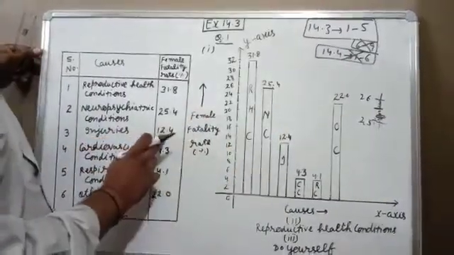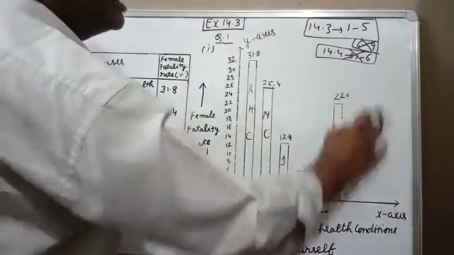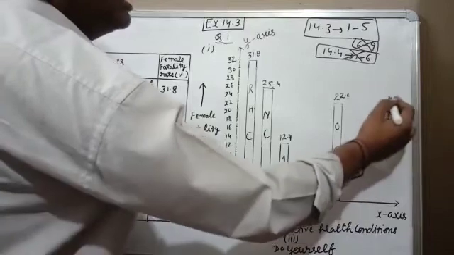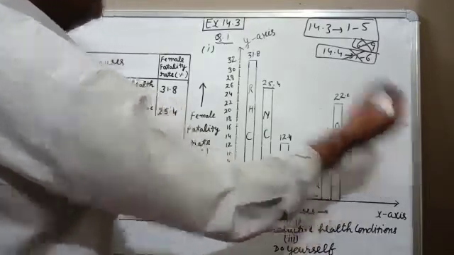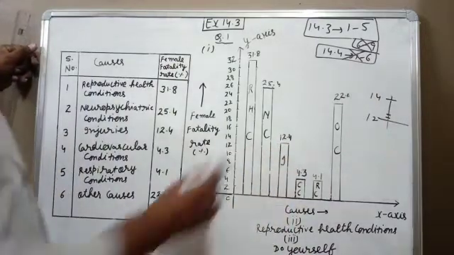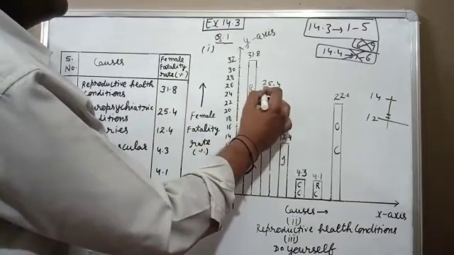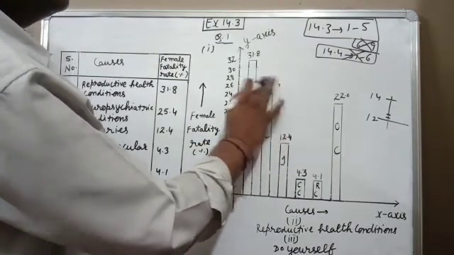The next value is 12.4. Suppose this is 12 and this is 14. Then this will represent 12.2, and this will represent 12.4. So we write 12.4 and then draw the rectangle. This 25.4 you have to draw near about here.